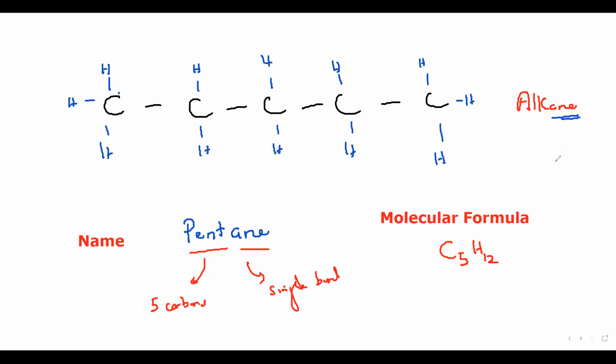Then another example. What is the class of this hydrocarbon? Alkane, alkene, or alkyne? Because there are three classes of hydrocarbon, alkane, alkene, alkyne, depending on the bond. Because there's a double bond, it means it is alkene.